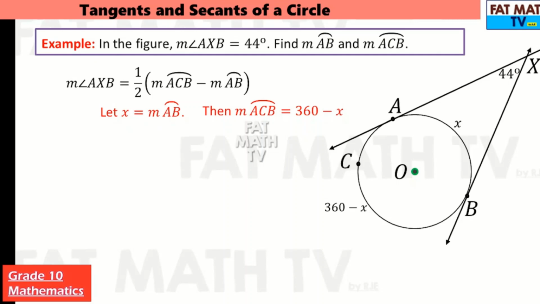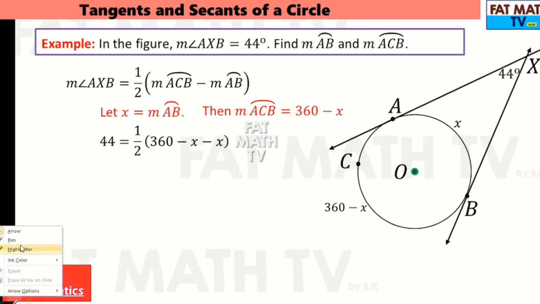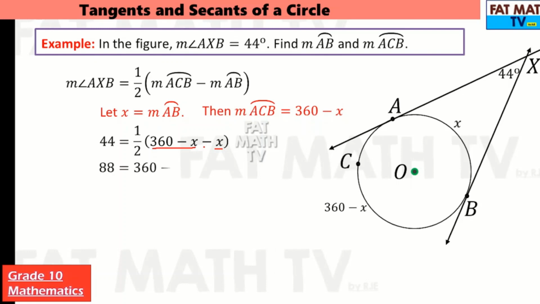Okay, so let's use the formula. The measure of the angle, that's 44 given, is 1/2 the positive difference. So the bigger arc here is 360 minus x. So this is the measure of the bigger arc minus the measure of the smaller intercepted arc, which is x. That's why we have this 360 minus x minus x. So multiply both sides by 2. We will have 44 times 2 is 88.